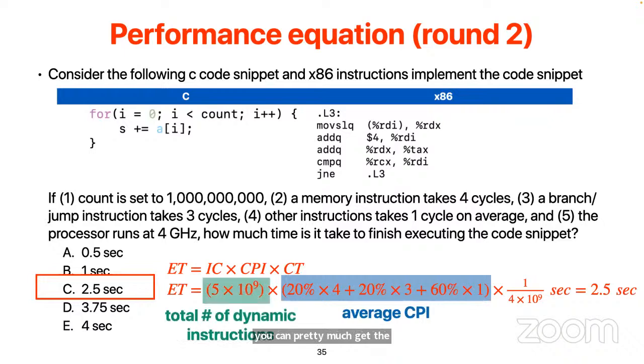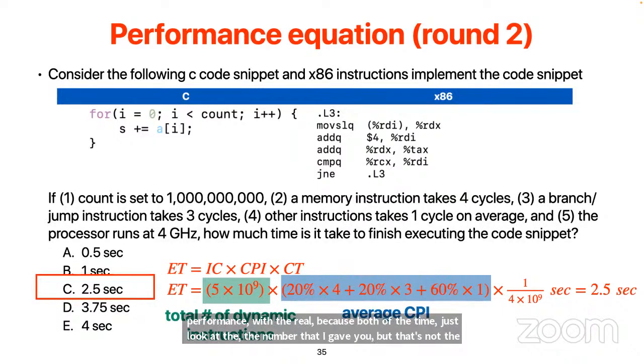Again, you want the average CPI, and you want the total number of dynamic instructions. The purpose of this question is connecting your concept of the performance equation with a real program. Most of the time you just look at the numbers I gave you, but that's not the real practice. In practice, I give you the program, and you need to have a rough idea how many instructions it would take to implement, and how many times you are going to loop, so that you can get a rough idea how much time the total program takes to execute.